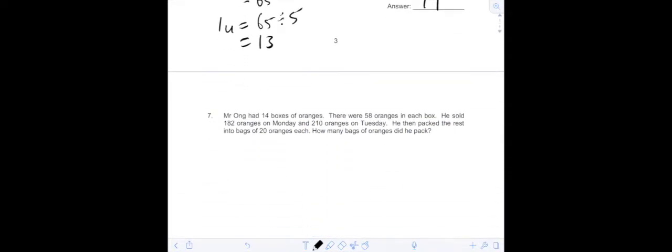Alright, let's move on to question 7. Mr. Ong had 14 boxes of oranges. There were 58 oranges in each box. He sold 182 oranges on Monday and 210 on Tuesday. He then packed the rest in bags of 20 oranges each.